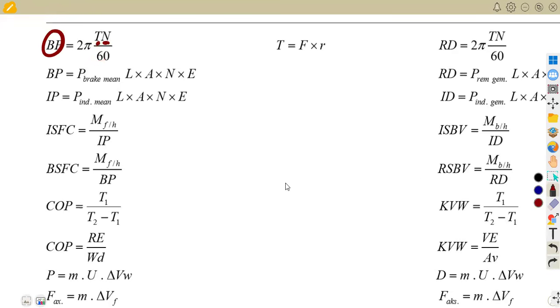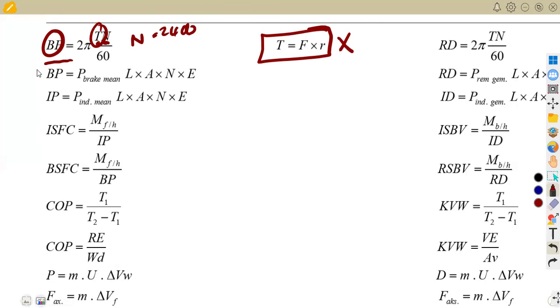So if you check the N, we have the speed in revs per minute. We're given the speed, remember? It was 2,400. But we do not have the torque, and the torque is equal to the force times the radius. We are not having any force, we are not having any radius. So this formula is limited.